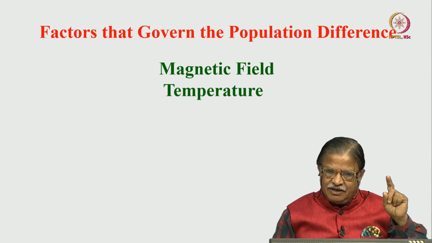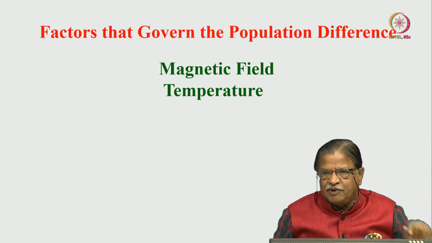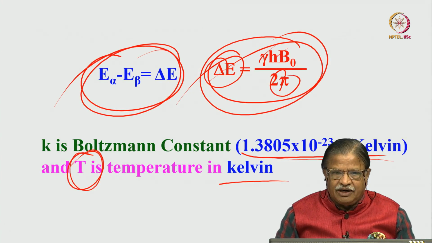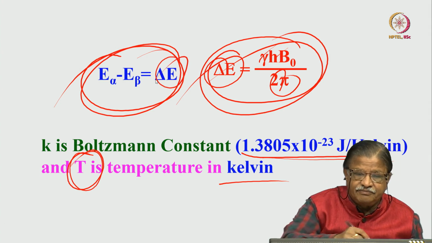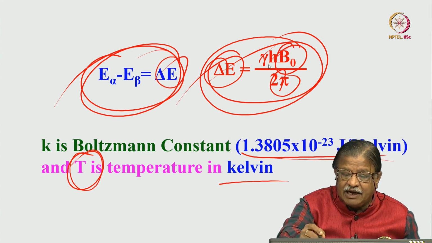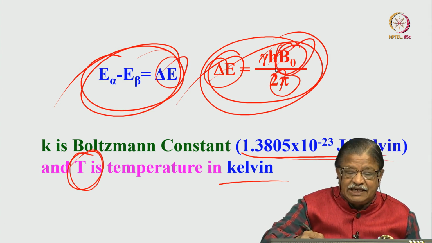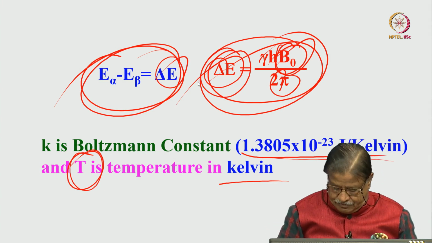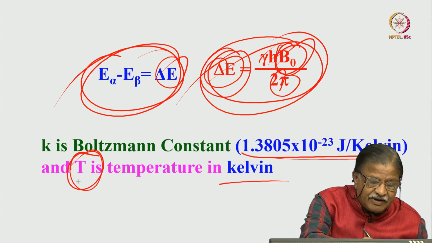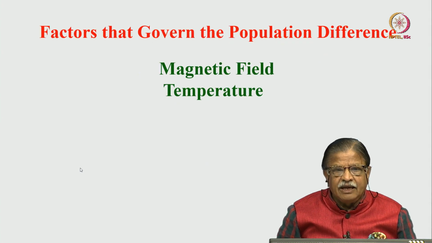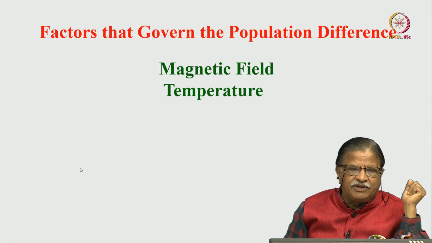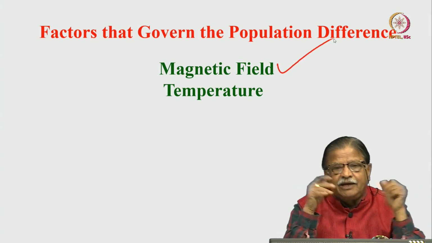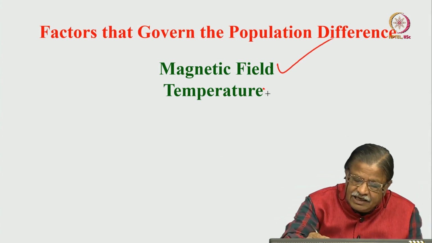For the population, which is governed by the Boltzmann population distribution, according to this equation there are two parameters responsible for it. One is energy, which depends upon the magnetic field. As the magnetic field linearly increases, the delta E separation increases, and temperature is also very important. So now there are two major factors that govern the population difference: one is the magnetic field and the other is the temperature.